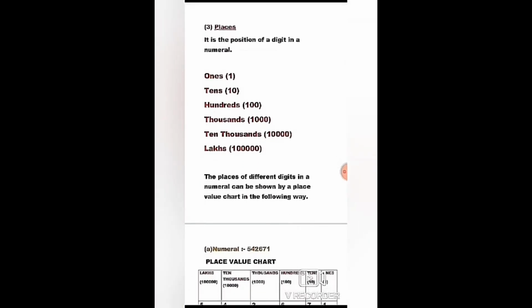Places. It is the position of a digit in a numeral. And here the places are written from smallest to largest. First one is ones, second is tens, third is hundreds, fourth is thousands, fifth is 10,000s, and sixth is lakhs. The places of different digits in a numeral can be shown by a place value chart in the following way.